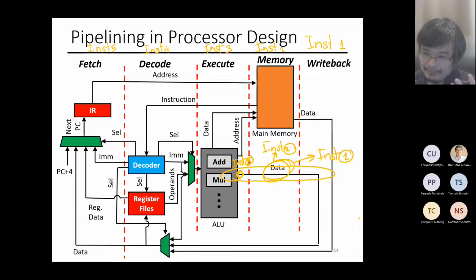Now we have the pipelining concept, right? And if you look at the data, let's say this data wire right here, you have to hold 3 different values in the wires. And we have a tool for that. That tool is called a register. We can add a register in the middle between each of the stages.